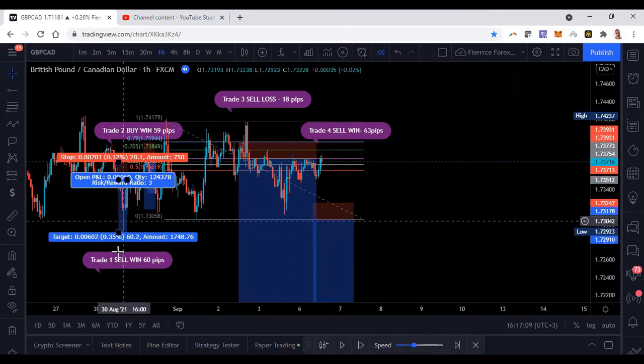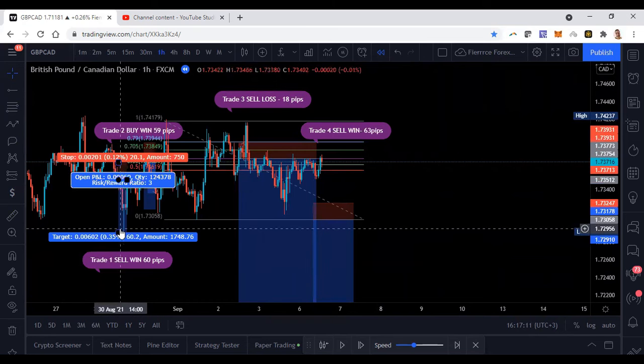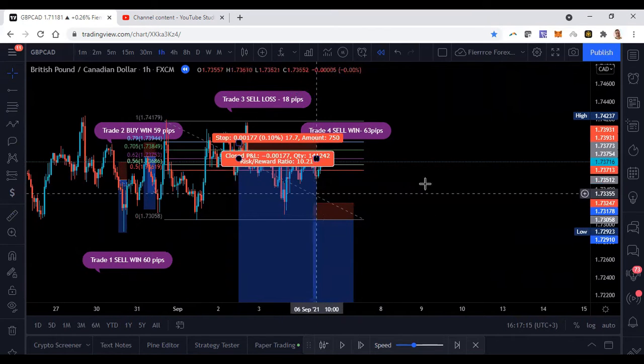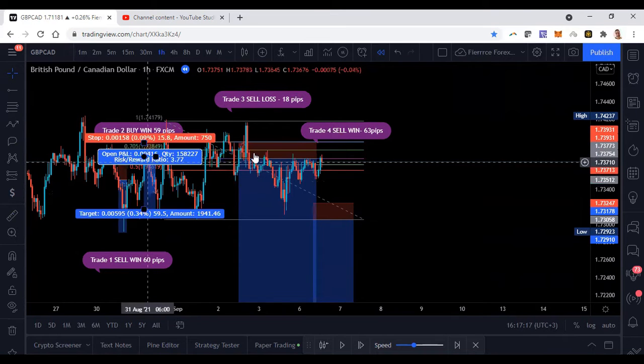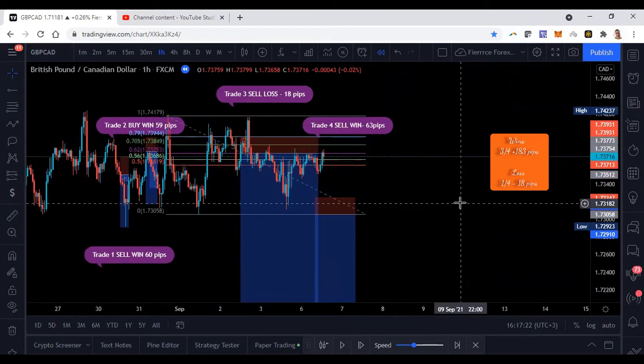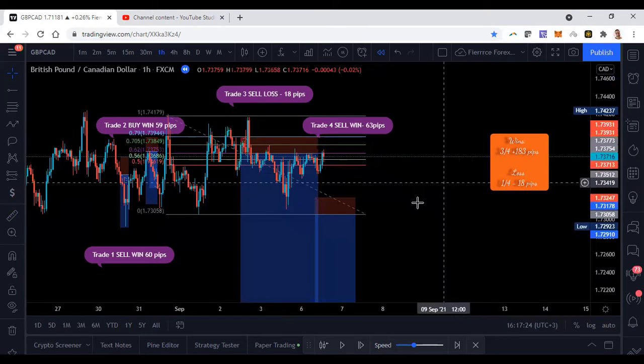And we started on the 30th of August, and now we are at the 6th of September. So that's 1 week. In 1 week, we are 100 pips in blue. So that's good trading for the week.